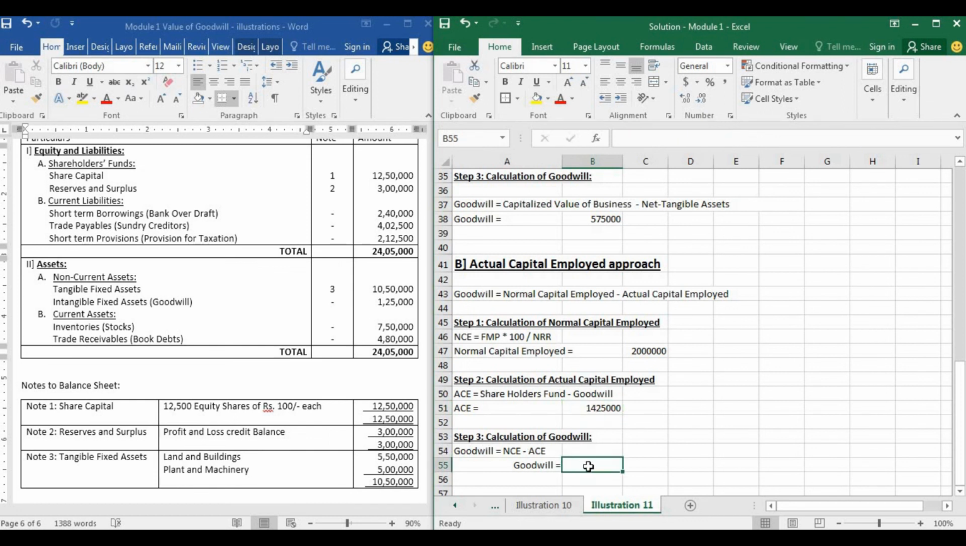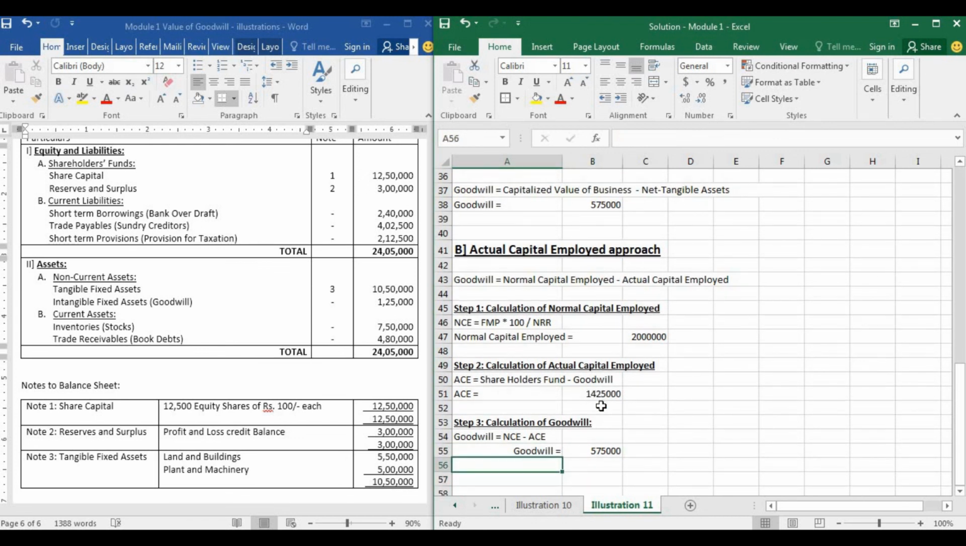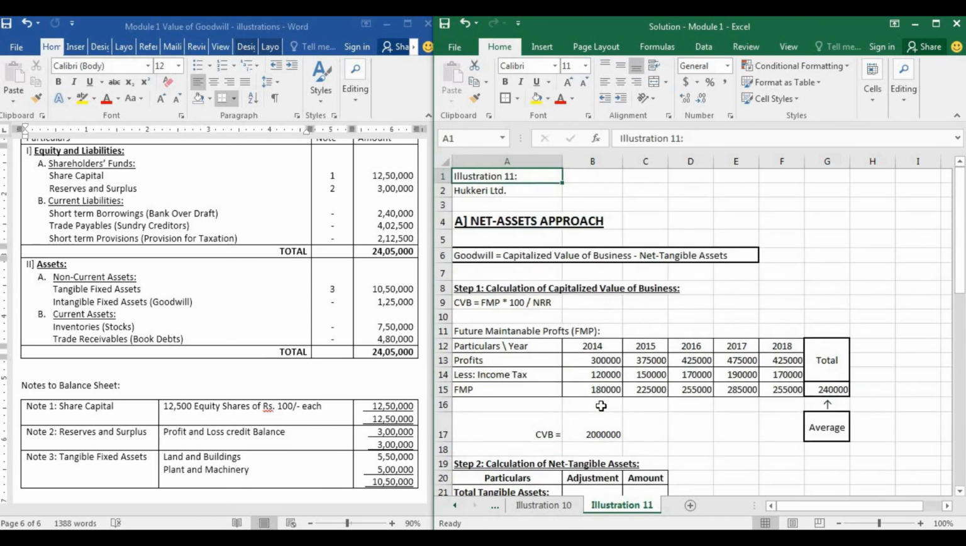Now we will find out value of goodwill. The value of goodwill is NCE minus ACE. So 20 lakh minus 14,25,000. We get 5,75,000 as our value of goodwill. A pretty easy problem, guys. It is usually asked, one of the methods is asked for 5 marks. If both of them are asked, rarely asked, but if asked, it will come for 15 marks.